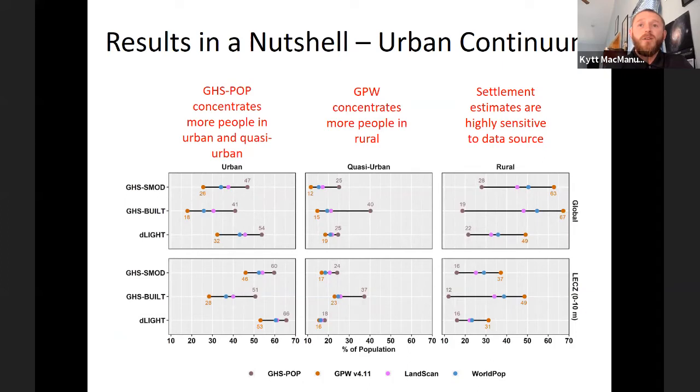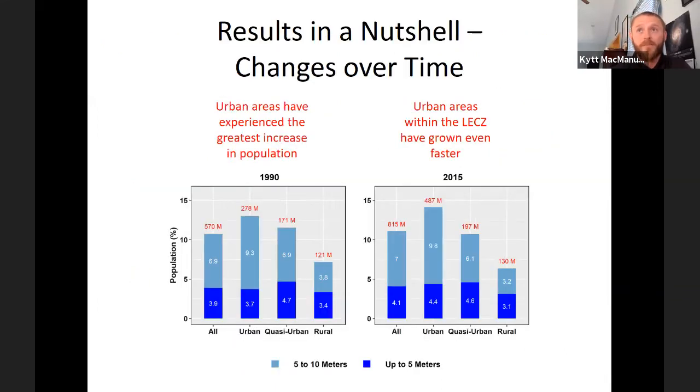So along the urban continuum, we found that when you use GHS POP, it concentrates more people in urban and quasi-urban areas, whereas GPW tends to concentrate more people in rural areas. And that the settlement estimates, they're highly sensitive to your choice of input data. So if you want to create a dichotomy of urban or semi-urban and rural, the choice of your input settlement layer makes a big difference. And then the population data you use with it also makes a big difference. So you can end up with a wide array of different estimates.